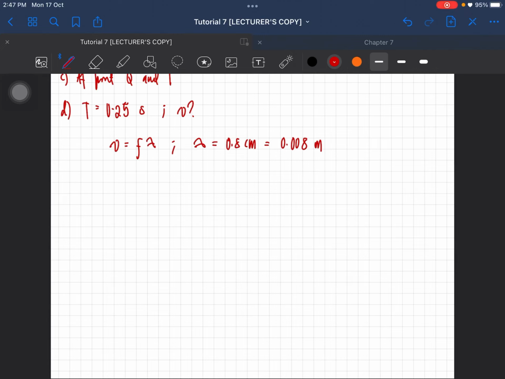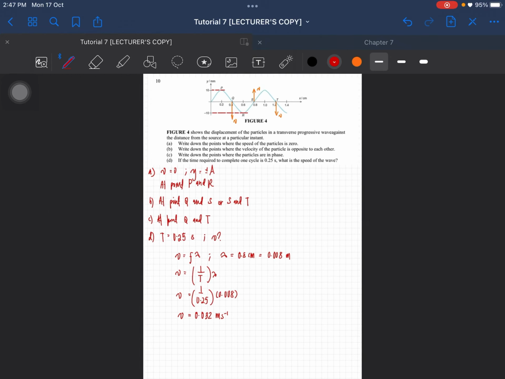Okay, so now substitute the values into the formula. Wait, f is equal to 1 over T. So v is equal to 1 over 0.25 times 0.008. So we get the value of v to be equal to 0.01232 meter per second. Okay. Alright, so that is on question number 10.